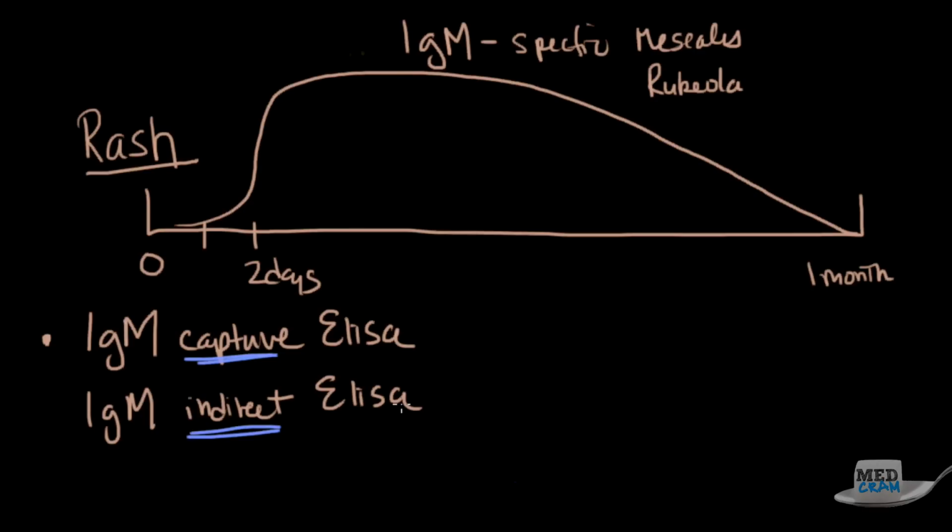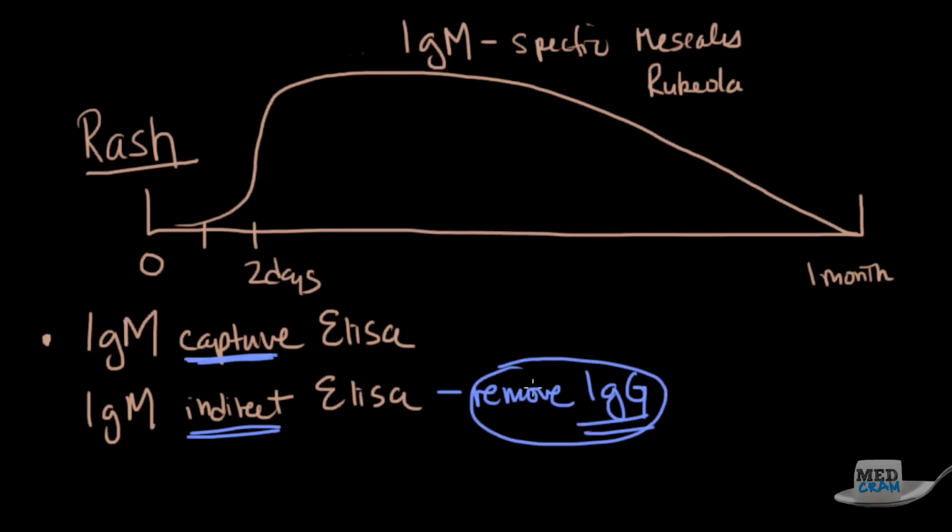The key, however, with the indirect ELISA is that you have to remove the IgG from the assay, whereas you don't need to do that in the IgM capture. And so there is this added step that could complicate things and give you inaccurate results. So the one that's probably superior is the IgM capture ELISA. However, the one that's used probably most often is the indirect ELISA. Just be aware of false positive results if you use the indirect ELISA.